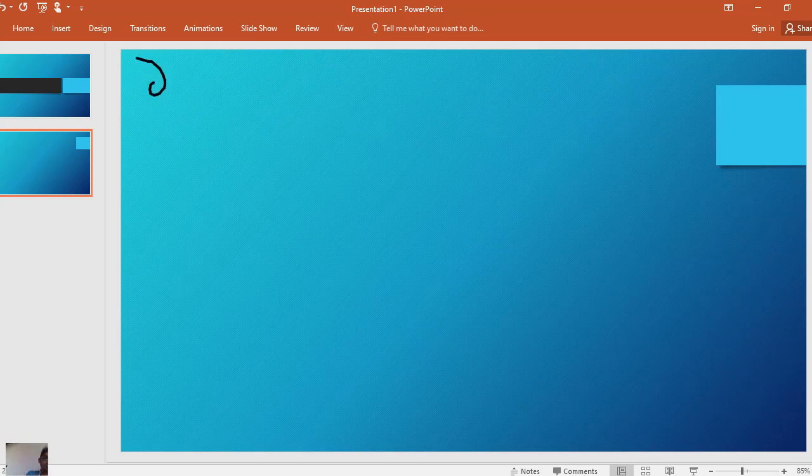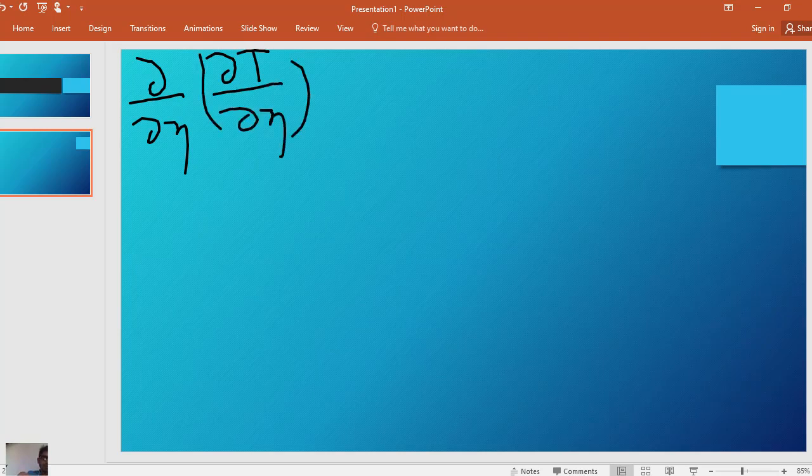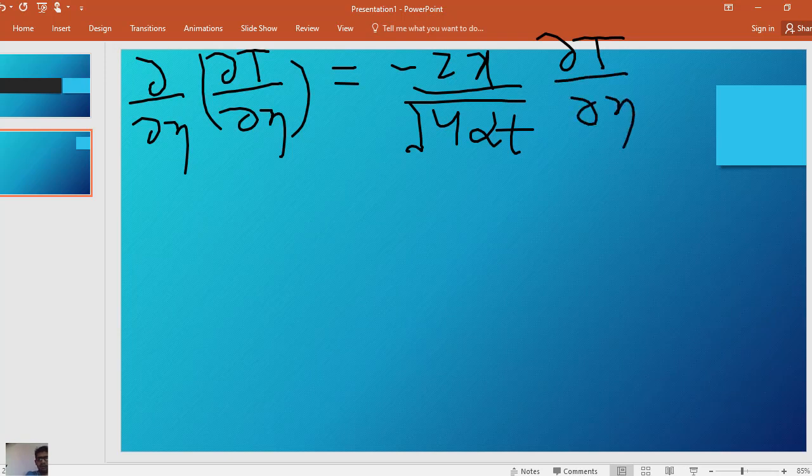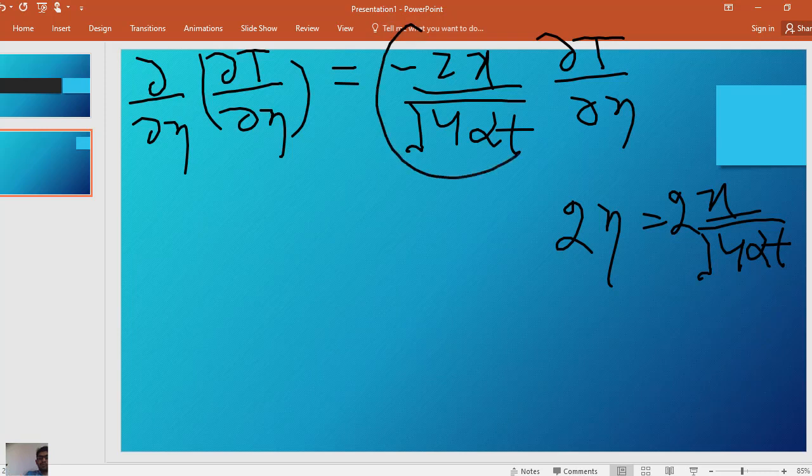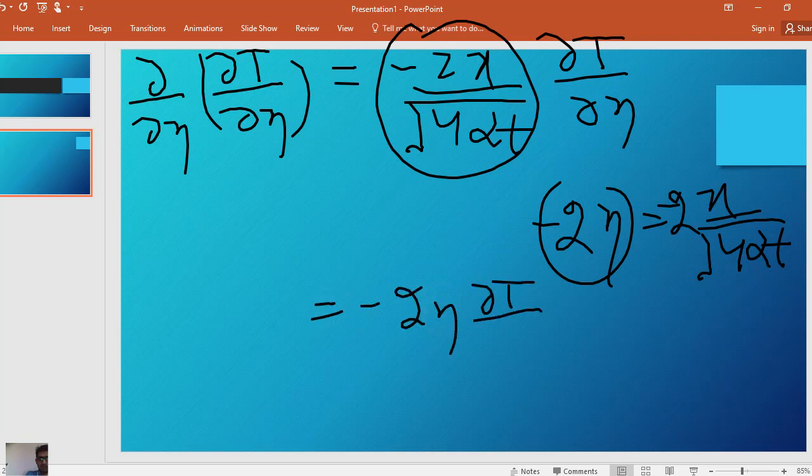So d by dn, the change in temperature with change in n, is equal to minus 2x divided by 4 alpha time under the root, dt by dn. Now we know that the similarity variable is x divided by the root of 4 alpha time. So 2 times the similarity variable is equal to 2x over root of 4 alpha time. So in place of this term we will put minus 2 times the similarity variable, dt by dn, d by dn.